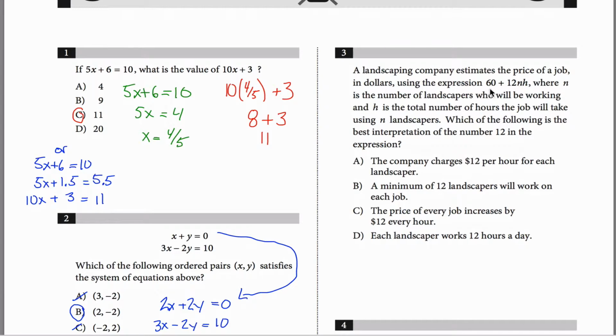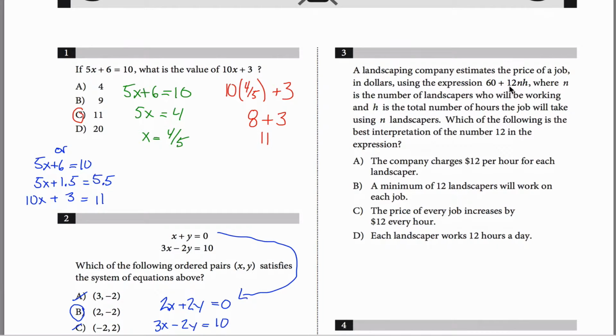So what this is saying is that if you're going to get your yard done by these people, you're paying $60 no matter what. And then in addition to that, they're going to charge you $12 every time h goes up by 1. But really, it's not $12, it's 12n every time h goes up by 1, and n is the number of landscapers who are working. So that kind of makes sense.